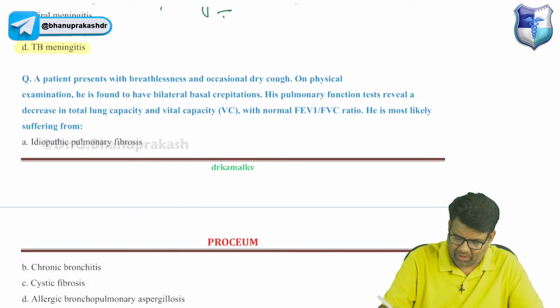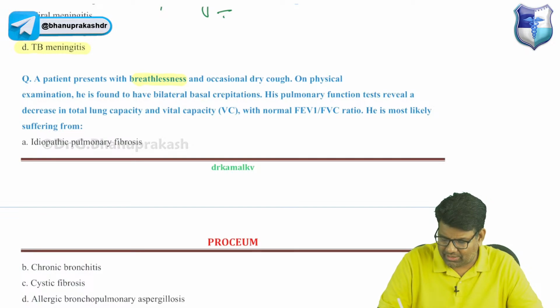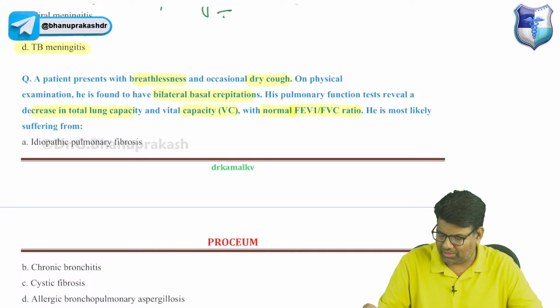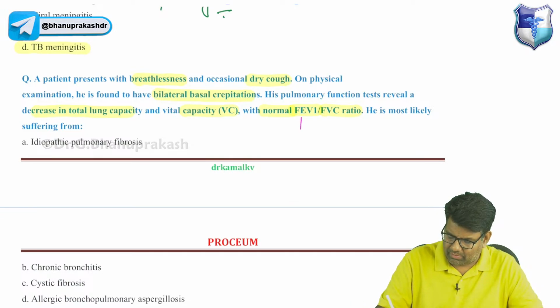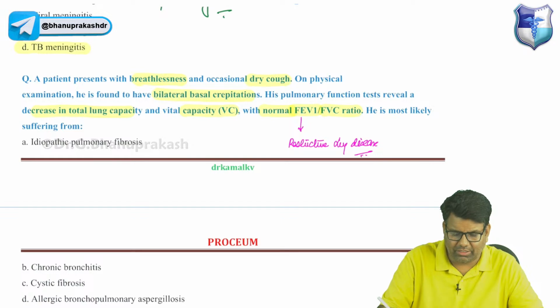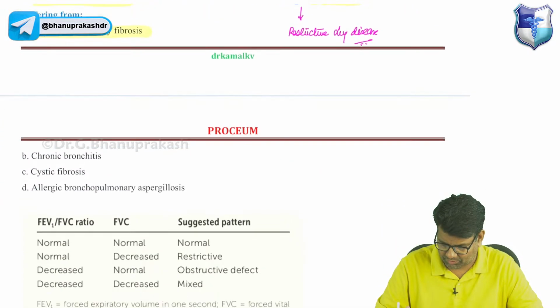Next question. There is a patient with breathlessness and occasional dry cough, and when you auscultate, you find bilateral basal crepts. There is a decrease in TLC and vital capacity, but the ratio FEV1 to FVC is normal. I think it is very easy to see. What is this? This is restrictive lung disease, and a perfect example is pulmonary fibrosis. Restrictive lung disease. Very good, Prithvi.